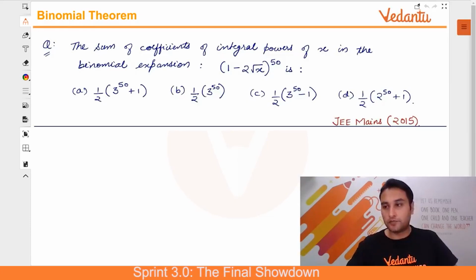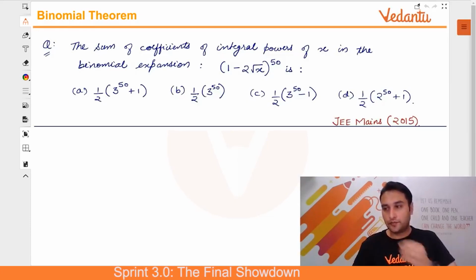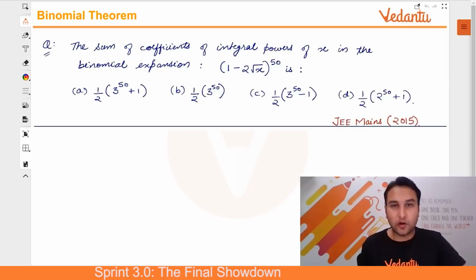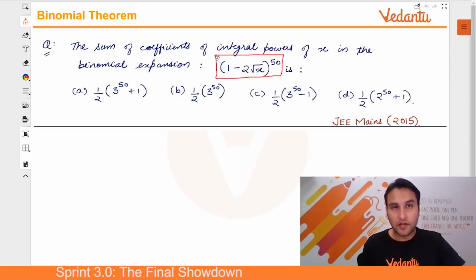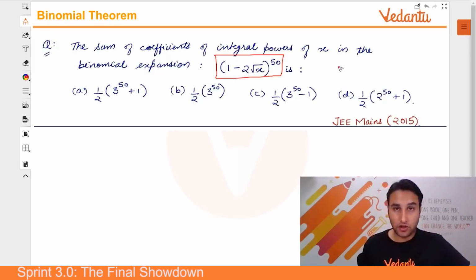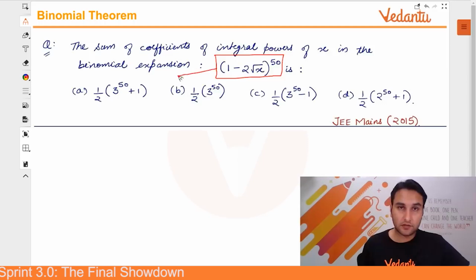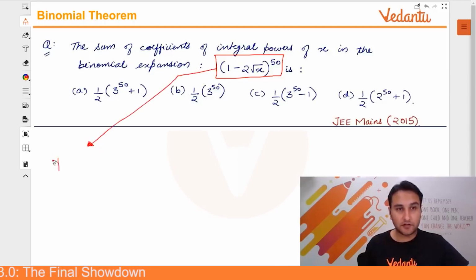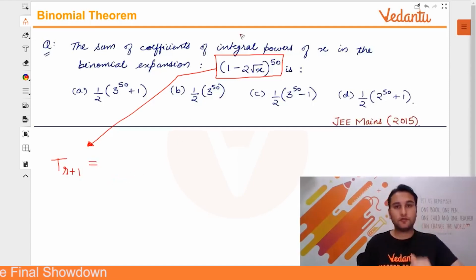Now look at this problem, all of you. Very interesting problem. No extra theory. What we have done will be enough. Sum of coefficients of integral powers of x. अच्छा, integral powers. तो सबसे पहले तो क्या करो? Let's visualize the integral powers. First, as we always do, write r plus 1th term. Do it, all of you.